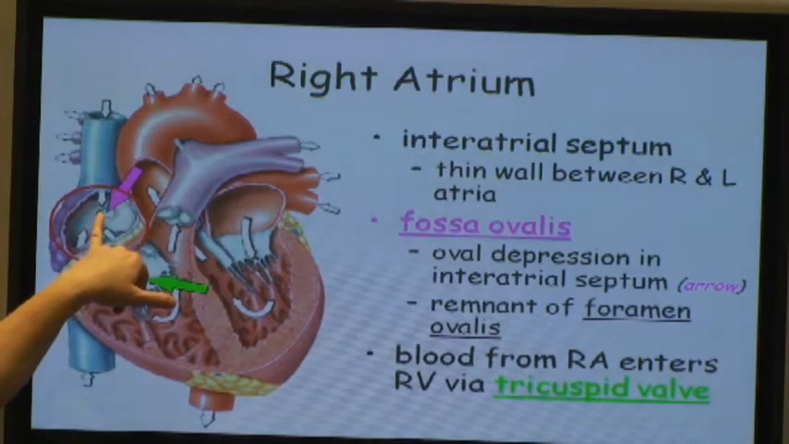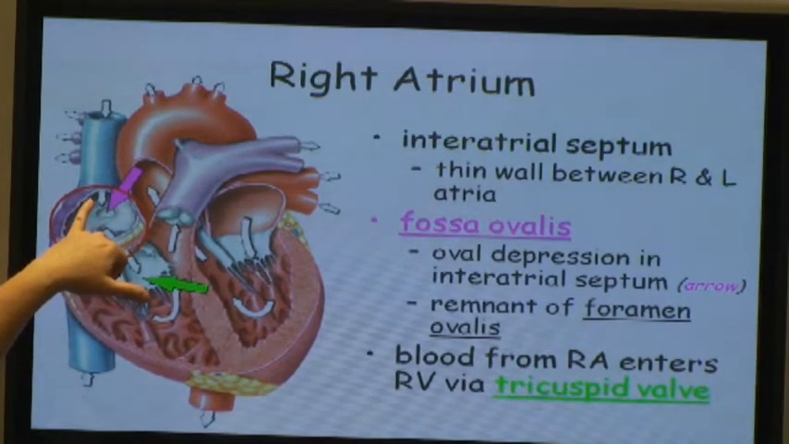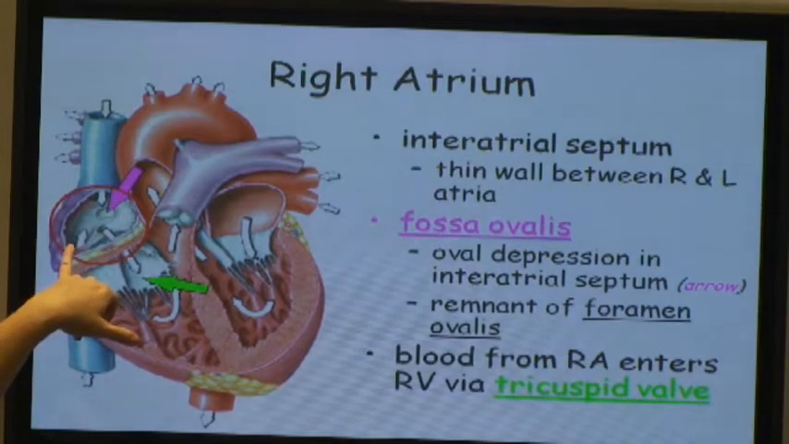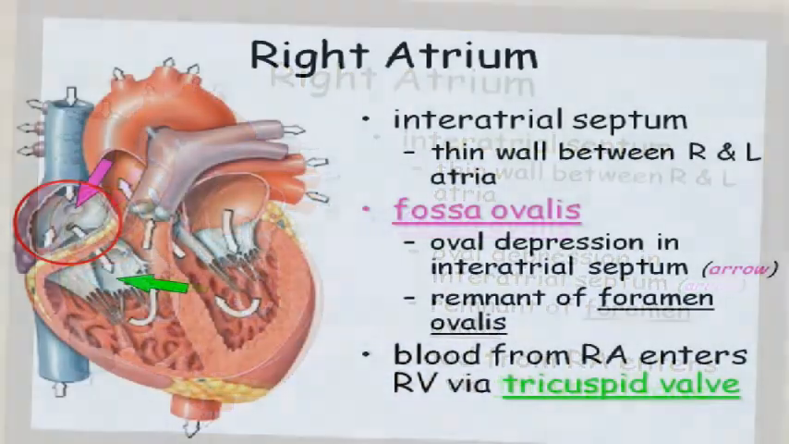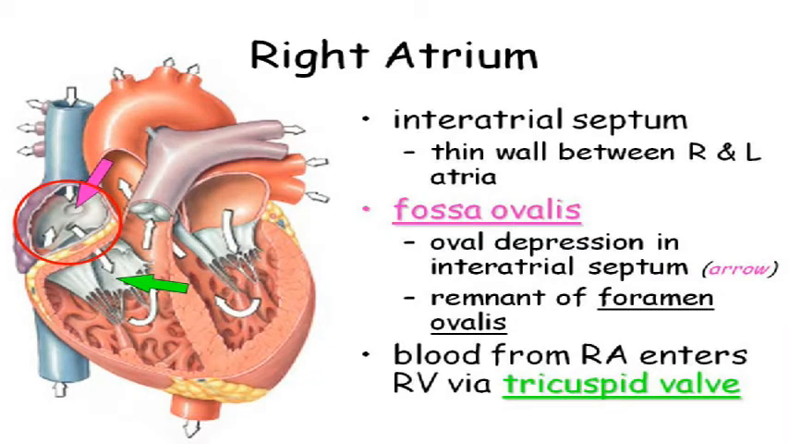Right there, the dent. See, here's the opening from the superior vena cava. Here's the opening from the inferior vena cava. Here's the little opening from the coronary sinus. And then, of course, this is the tricuspid valve. That little dent is called the fossa ovalis. Remember with bones, fossa means dent, right? You had the olecranon fossa on the bottom of your humerus, and when you straighten your elbow out, that's where the olecranon process went into.